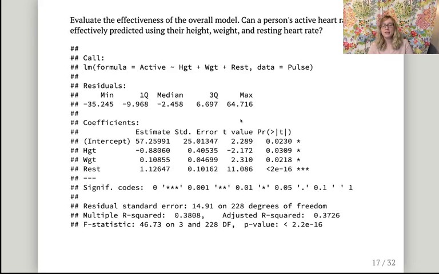Where this test is being executed is the very last line of the code. So this F statistic here is measuring the overall effectiveness of the model. Overall, our p-value is very, very small. There's strong evidence to reject our null hypothesis. Overall, the model is explaining or predicting some information using height, weight, and resting heart rate.